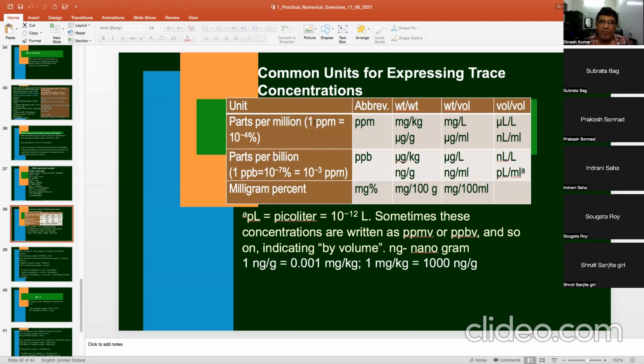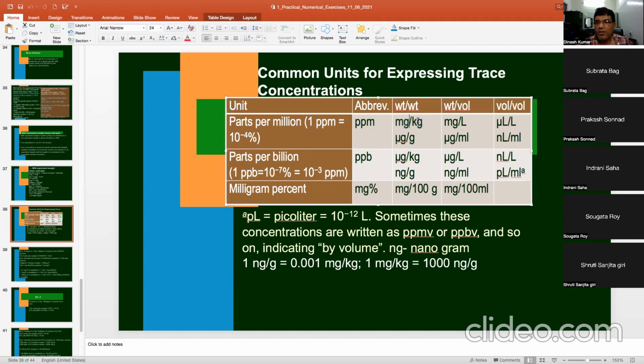Parts per million, 1 ppm. 1 ppm is equal to 10 to the power minus 4 percentage also. So that is why you can divide ppm by 10,000 and you get percentage. So ppm is the abbreviation for parts per million. And if you are reporting any substance on weight by weight basis, then milligram per kg is the unit.